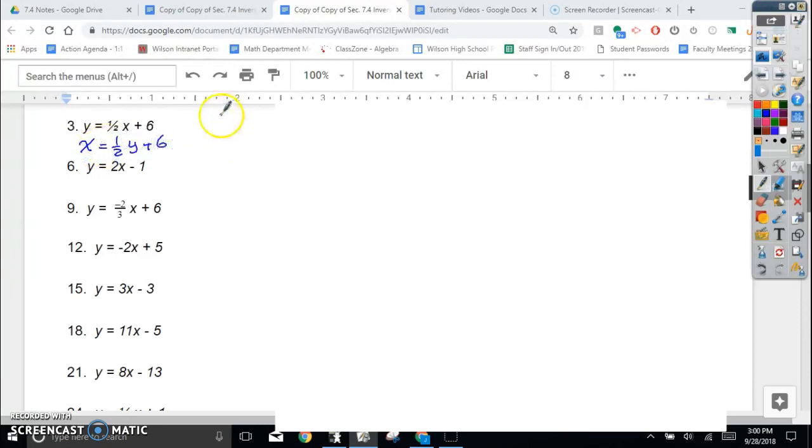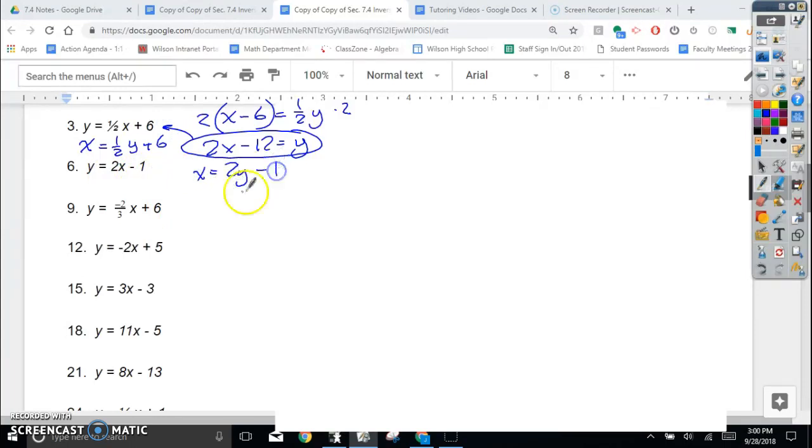Plus 6, so I'm going to subtract that 6 over, and then I'm going to multiply everything by 2. So 2x minus 12 equals y. There's my inverse for 3. Let's jump here. So this would be x equals 2y minus 1. X plus 1 equals 2y. I'm going to divide everybody by 2. So this is a half x plus a half and y.